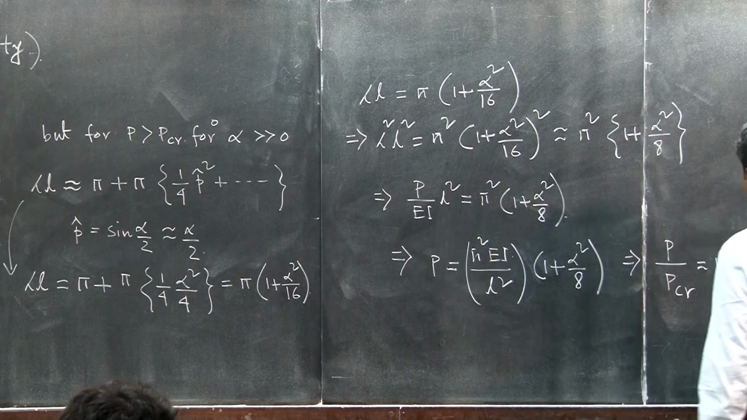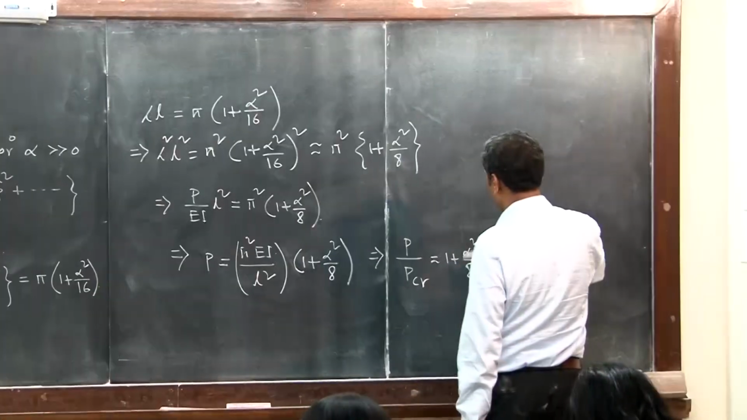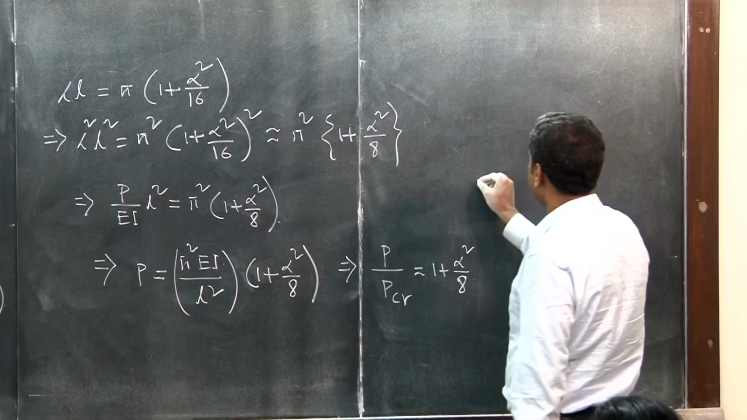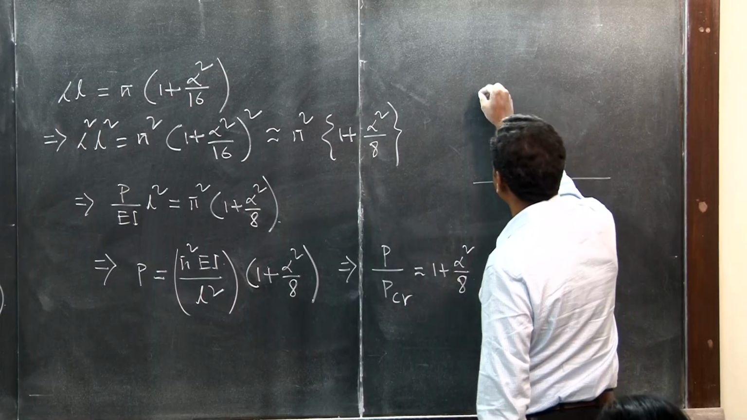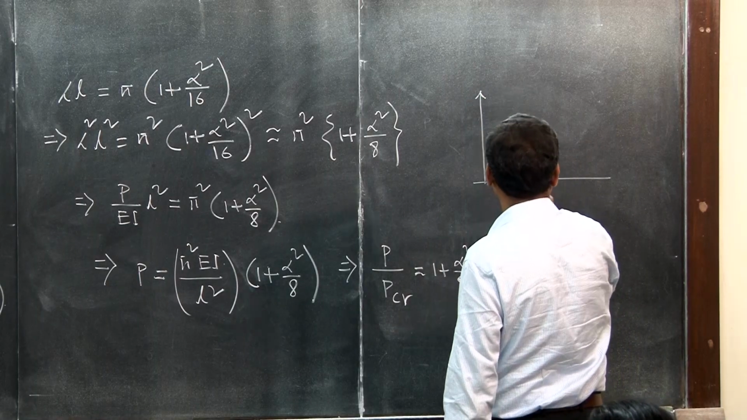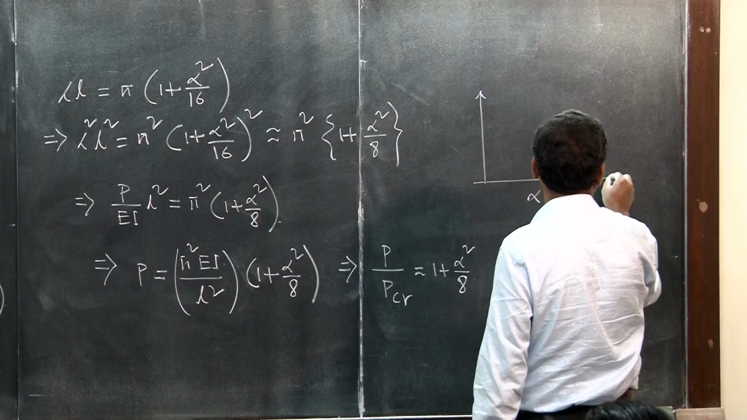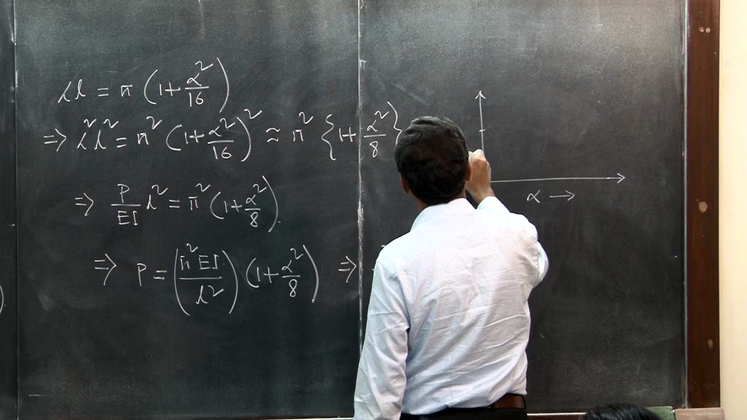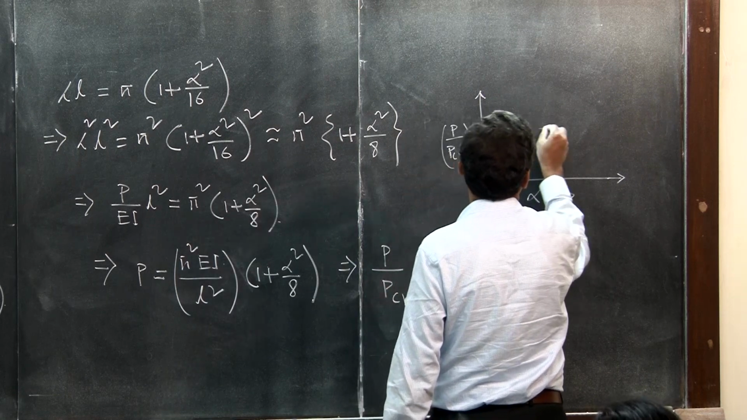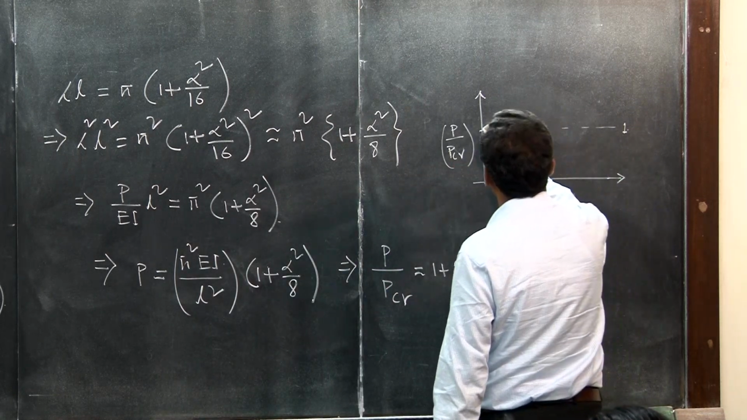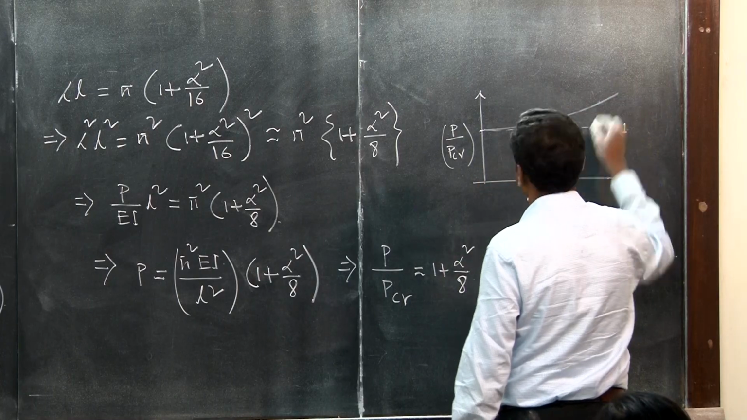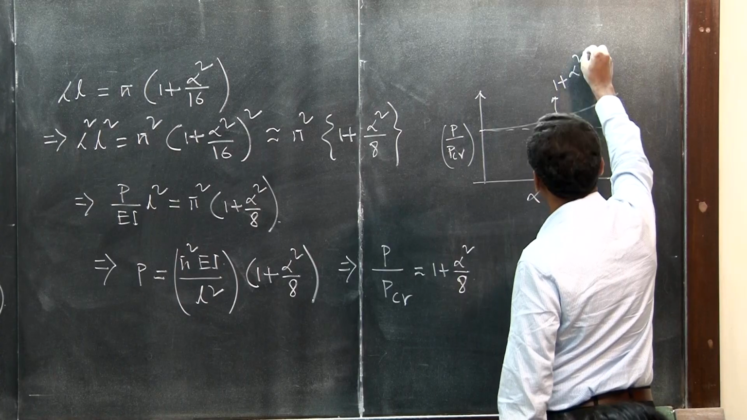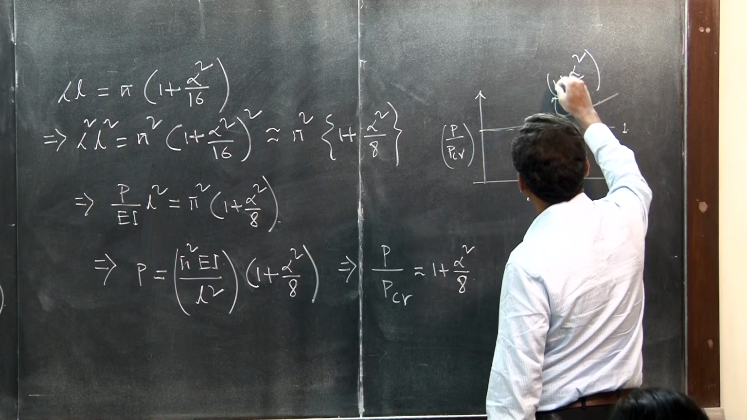What does it mean? P by P critical means, with varying alpha, P by P critical equal to 1 is the buckling. There is a very slight increase here, okay, and this curve is 1 plus alpha square by 8.